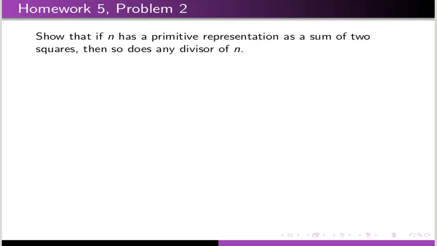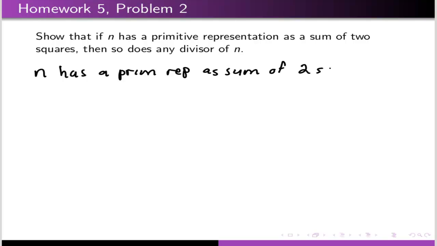Problem 2. Show that if n has a primitive representation as a sum of 2 squares, then so does any divisor of n. So here you just want to use the theorems. So we have one theorem that says n has a primitive representation as sum of 2 squares if and only if what?